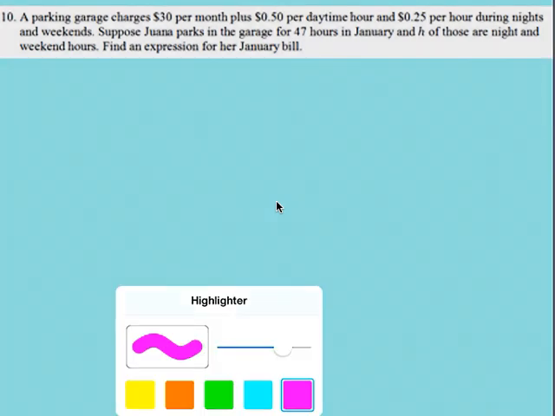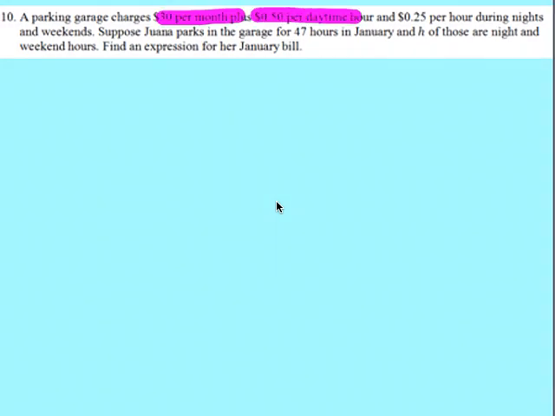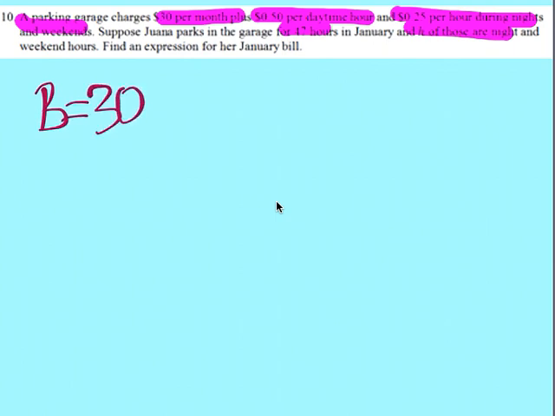Number 10 says a local parking garage charges $30 per month plus $50 per daytime hour and 25 cents per hour during the nights and weekends. Suppose Juana parks in the garage for 47 hours in January. Each of those are at night and during the weekends. So now we want to find her January bill. Well, first of all, she has to pay that $30 no matter what.